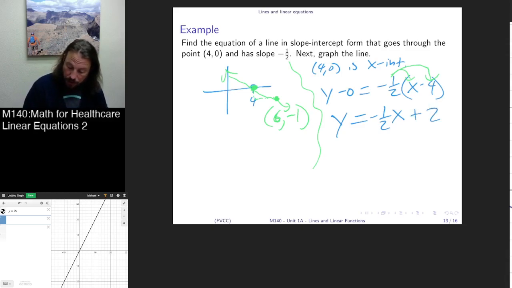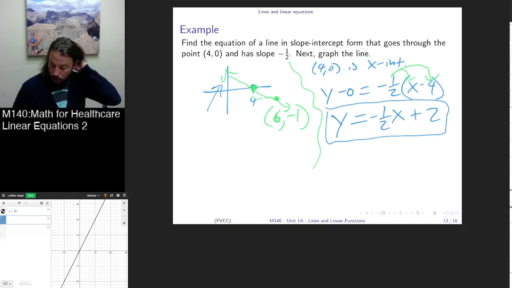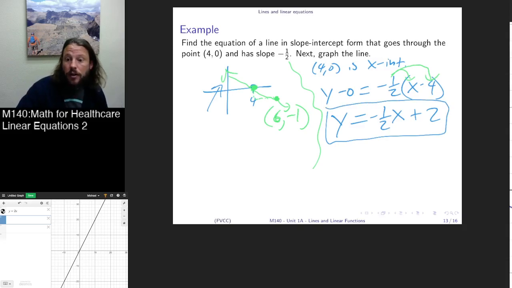I know it's only a sketch, but if we look over here, positive 2. If we saw negative 2, we'd be skeptical of our algebra over here. But here we are in the slope-intercept form. Let's see what the line looks like. Let's go to Desmos real quick.